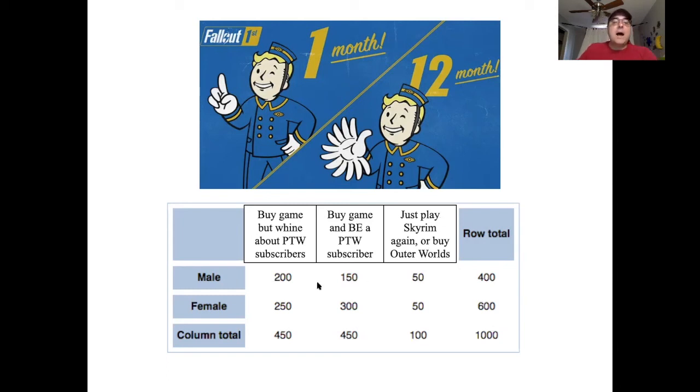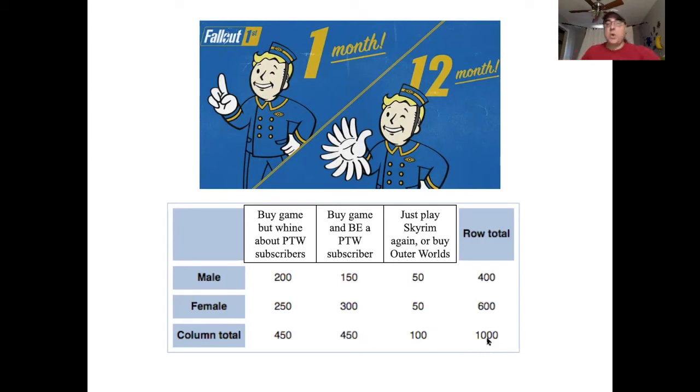All right. So here are the number of people for each sex that fell into those categories. 200 males just bought the game and complained, 150 bought and paid, and 50 just bailed out and bought another game. 250 females bought and played, 300 bought and paid, and 50 chucked it and went for another game. All right, so there's our row totals, there's our column totals, and there were 1,000 total people in the game.